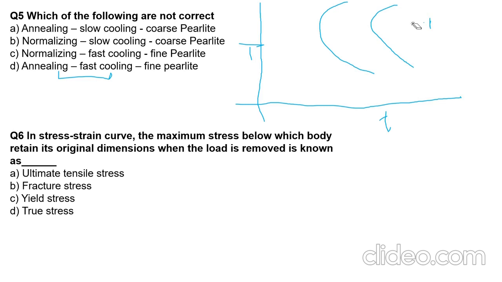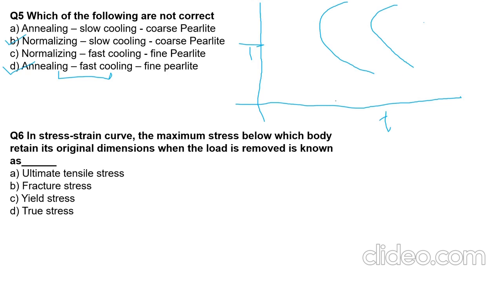Anybody want to give the correct answer? Yes. B and D. Okay, so B and D. So you are saying option B, and you are saying D. Okay. So for example, first we know that normalizing is a slow cooling as compared to annealing. Annealing is a comparatively faster cooling. So these options are right for this.